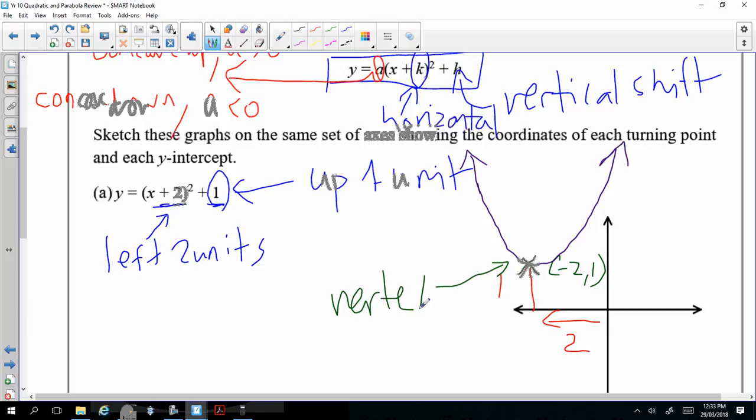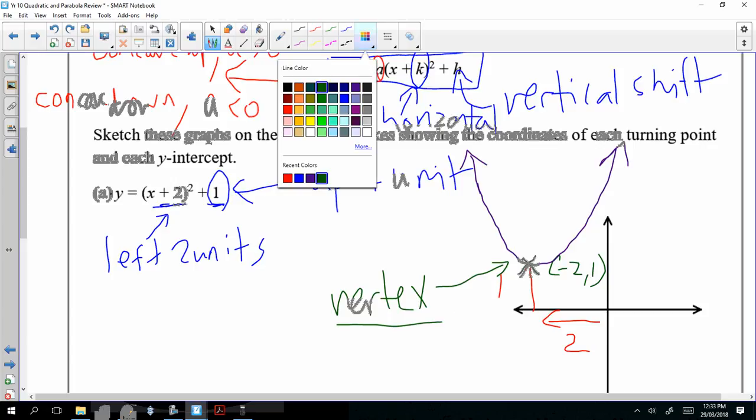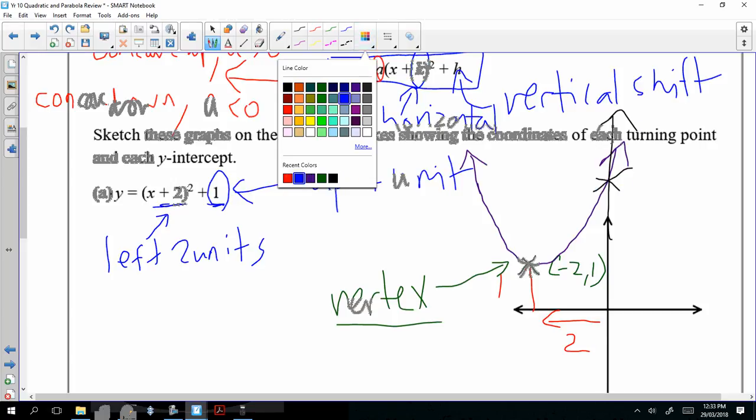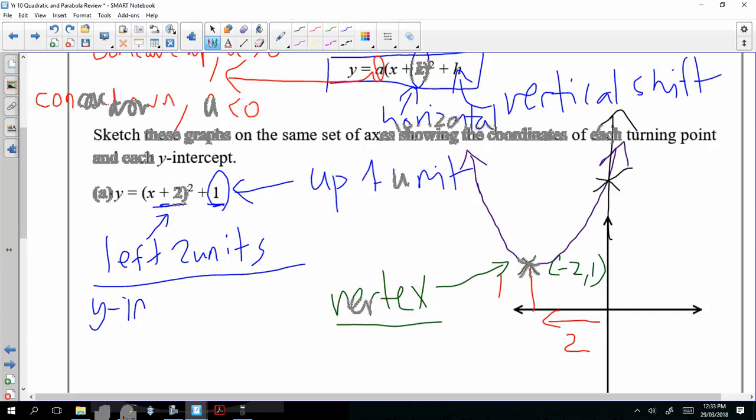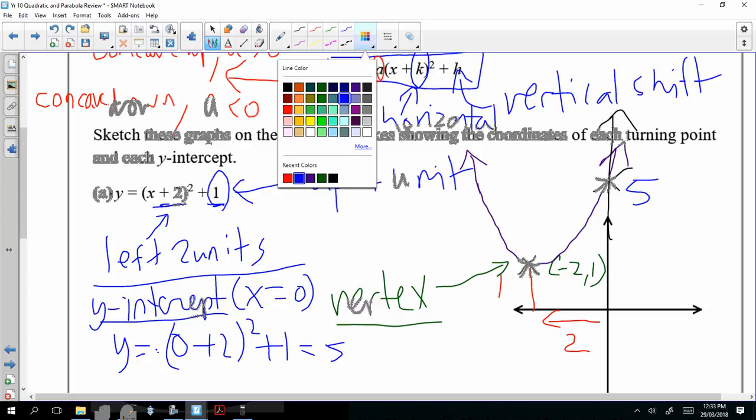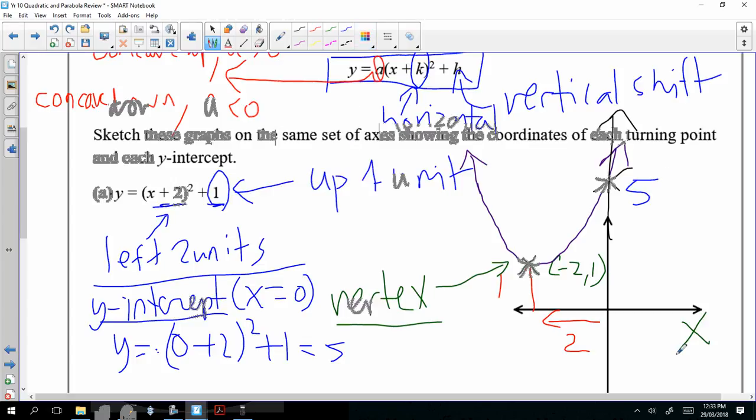To work out the y-intercept, you have to substitute x equal to 0. So you get y equal to 0 plus 2 squared plus 1, which gives you 5. Okay? And of course, you always need to label things like the x-axis and y-axis. Alright, good. That's done and finished. After this, we're going to continue. Try the next one.